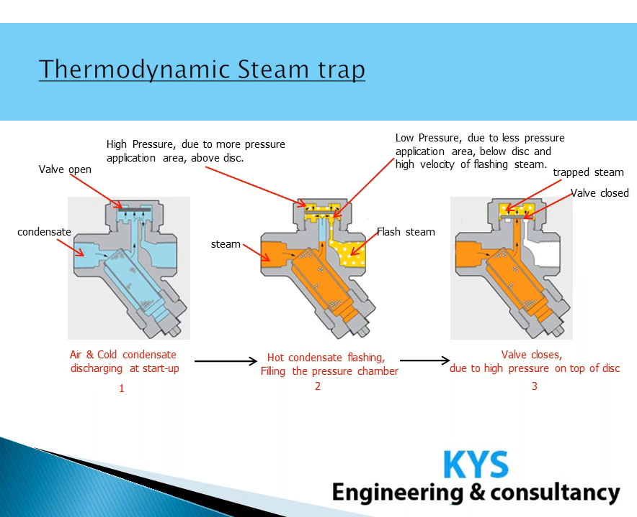After a certain period, the flash steam above the disk condenses due to heat loss and the valve opens as the disk moves up due to high pressure applied by the condensate from the bottom, and the cycle repeats. So this was in brief regarding the understanding of steam trap and its operation.